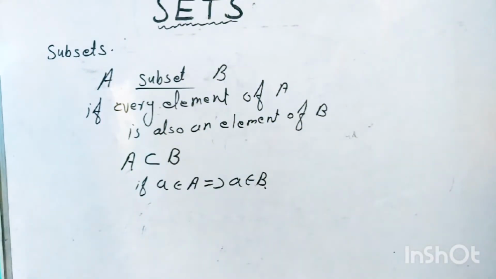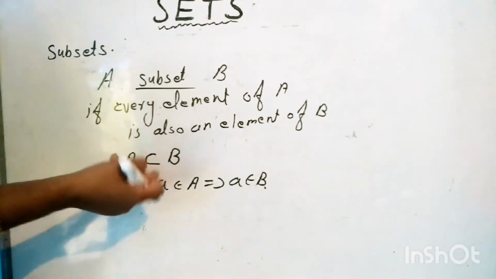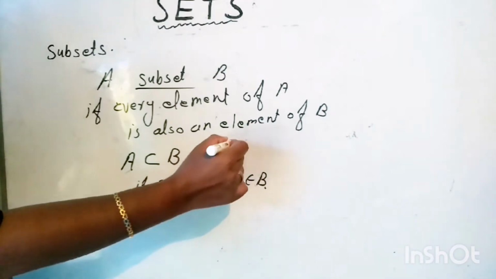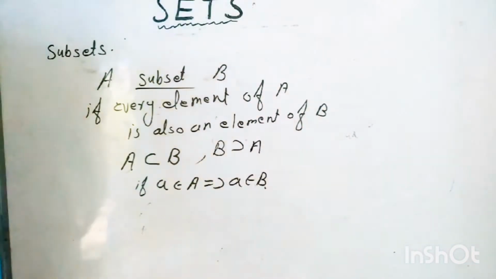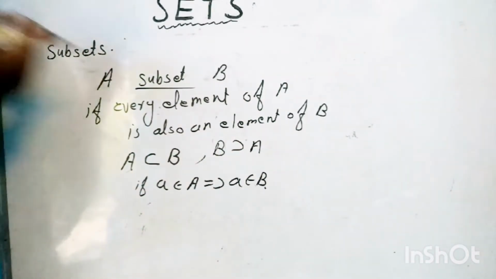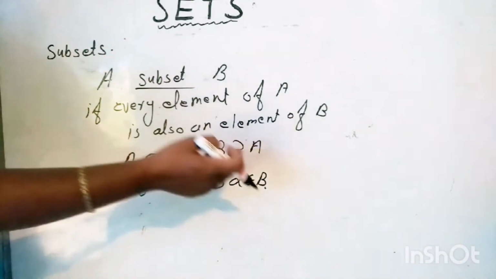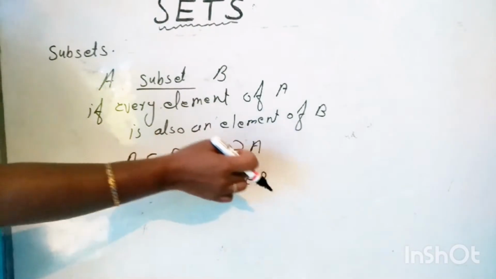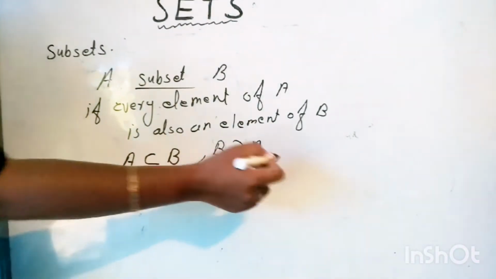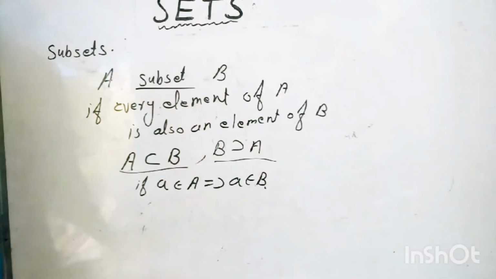A subset B means if one element belongs to capital A, then that element also belongs to capital B. Now, A subset of B, we can say that B is a superset of A. This means B is the bigger set and A is the smaller set. All the elements in A belong to B. Either you can say that A is a subset of B, or that B is a superset of A.